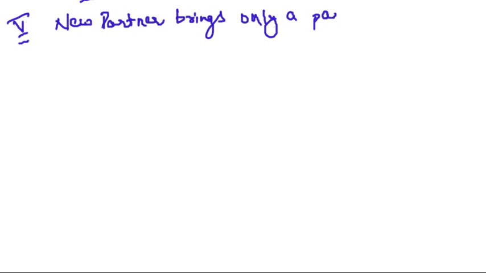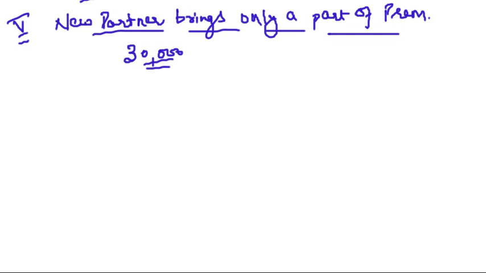The fifth case is that the new partner brings only a part of premium. New partner is able to bring only a part of his share of premium. For example, his share for premium is 30,000. He brings 18,000 only, and 12,000 is still pending.